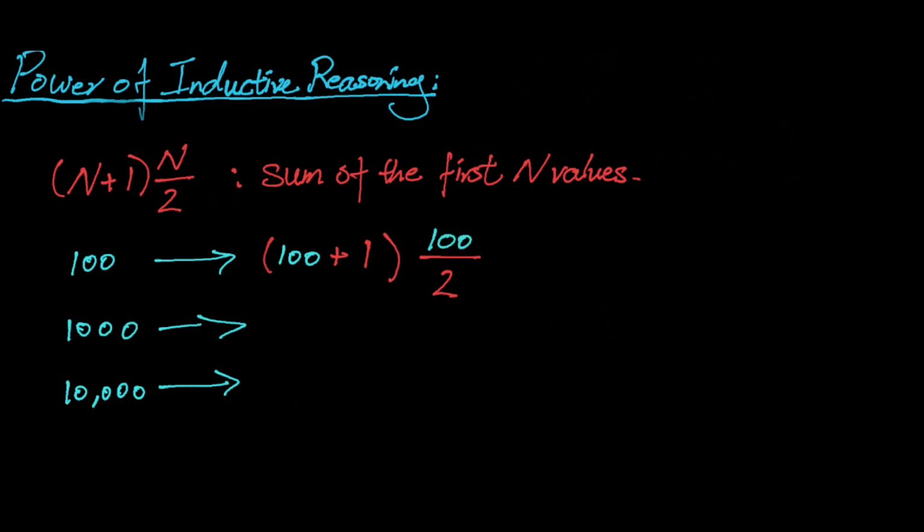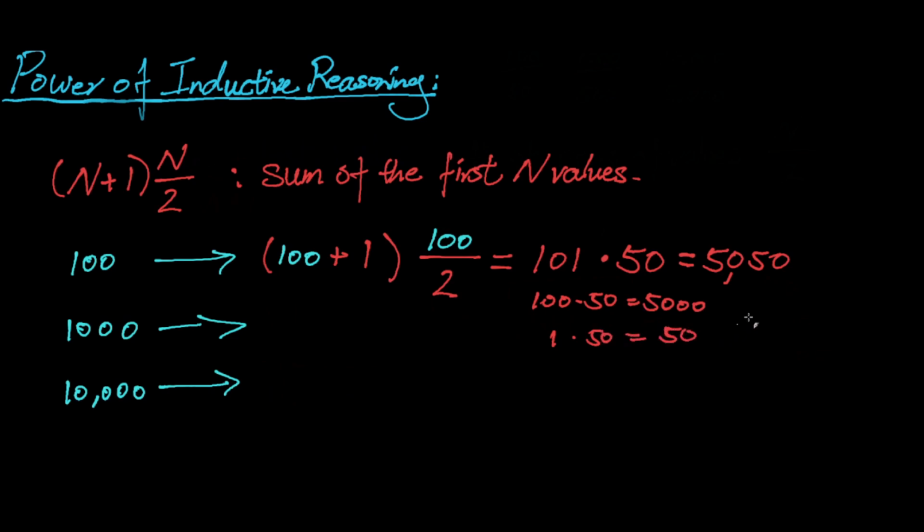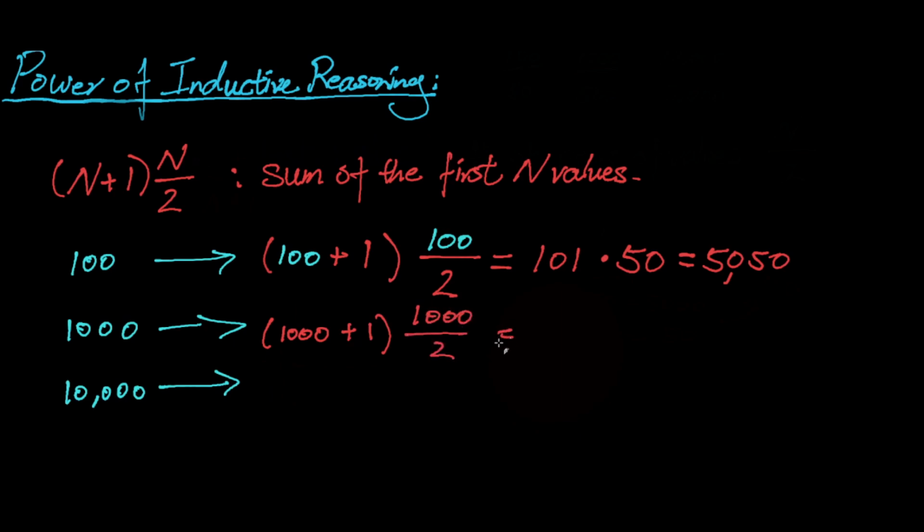And what do we get right here? So let's take a look. 100 plus 1, that's 101. 100 divided by 2, which is 50. And at the end, we get 50, 50. Let's double check here. 100 times 50, that's 5,000. 1 times 50, that's equal to 50. So our 5,050 works.